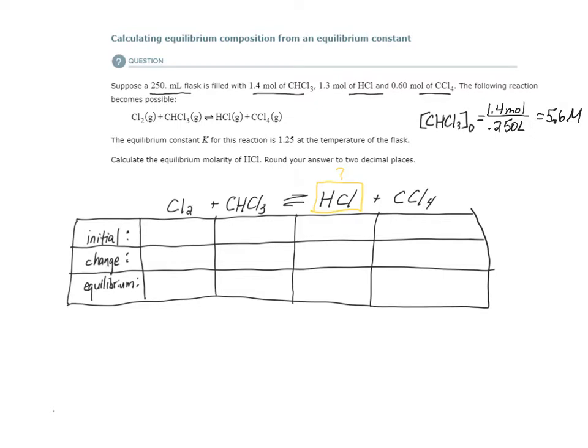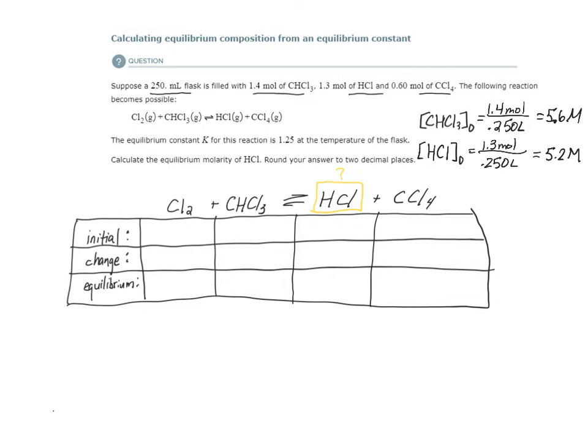Now let's look at the next substance that we have some of initially, hydrogen chloride. What is the initial concentration of hydrogen chloride gas? Well, how many moles of it did we have initially? 1.3 moles in 0.250 liters. So if I take 1.3 and divide it by 0.250, I get 5.2 molar, okay?